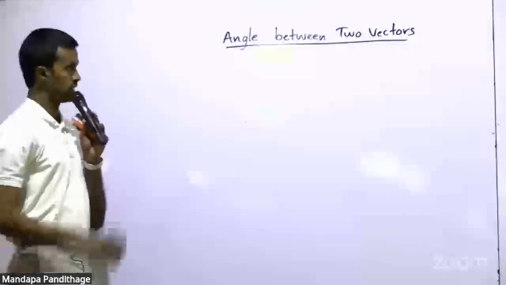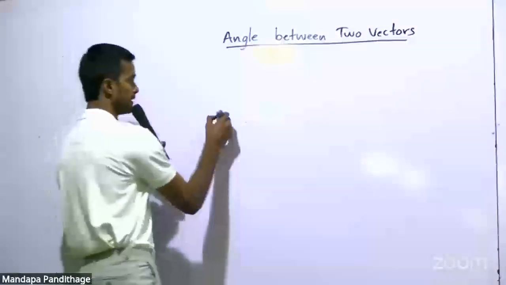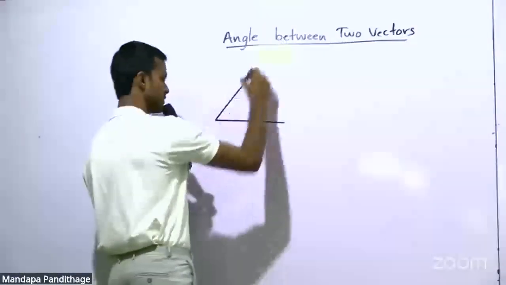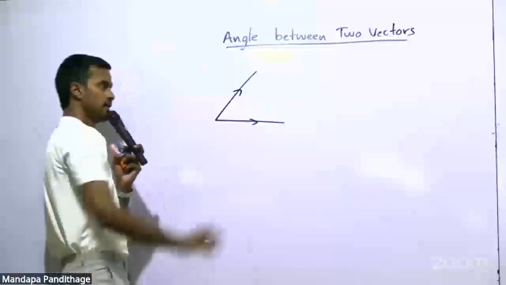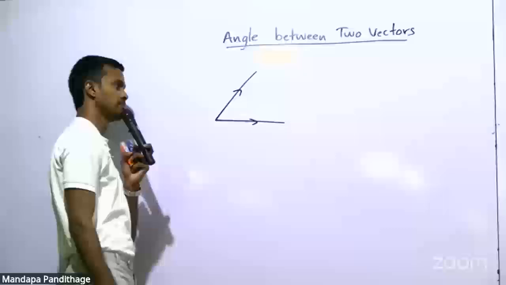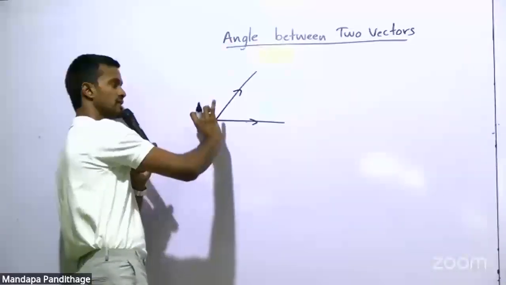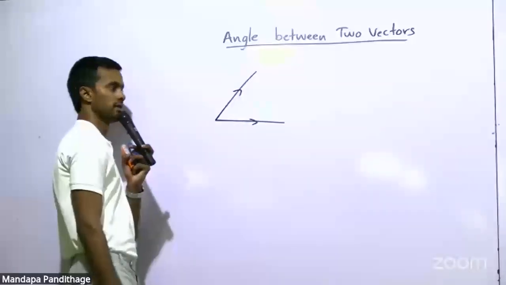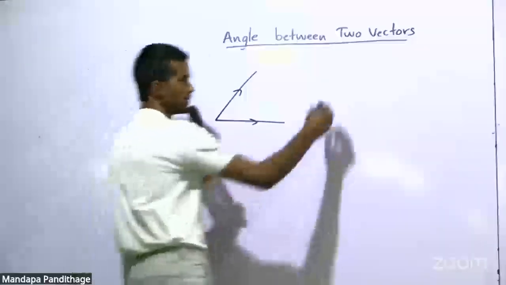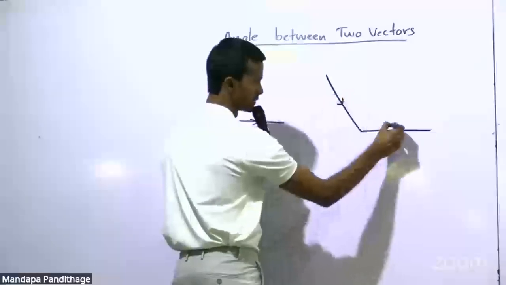Okay. So what is the angle between two vectors? Let's say there are two instances. Either the two vectors are diverging away from the same point. So here you can see, look at the arrows, the two vectors are diverging away from the same point. Or the two vectors are converging to the same point.